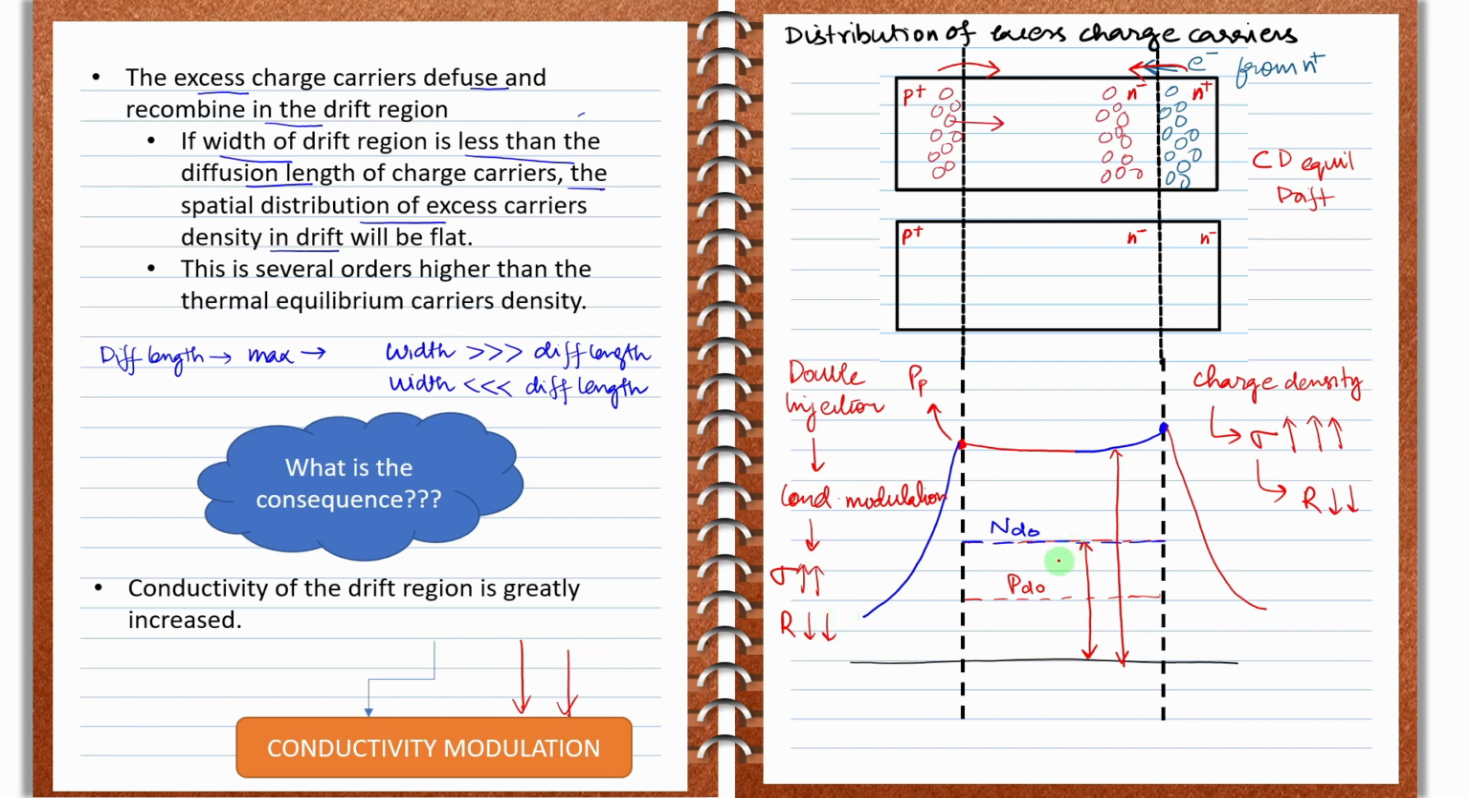Okay, so I hope I'm clear. In the next video we will see what the actual voltage-current characteristic is in the forward condition.